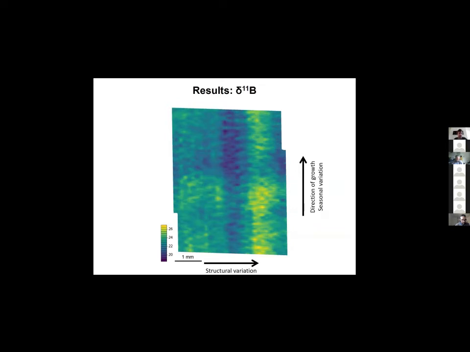However, there's also structural variation going laterally across the page. You can see this band of lower values coming up like this, surrounded by higher values in yellow. And what's interesting is the mean values of the individual transects vary from around 21 to 24 per mil, a difference of about 3.3 per mil. So that's very similar variation as you see in the seasonal amplitudes as well.